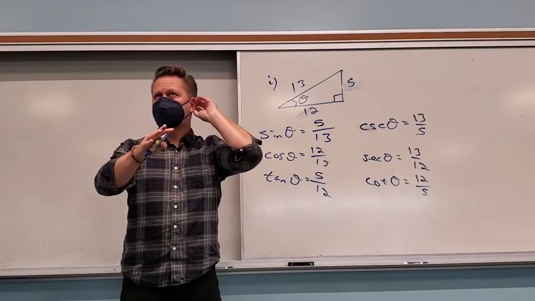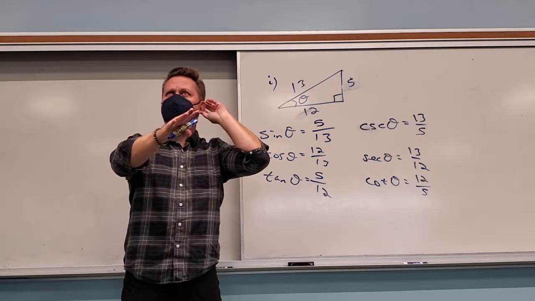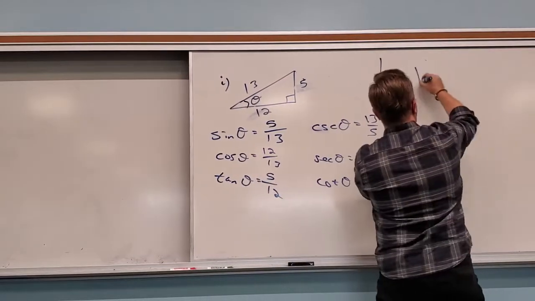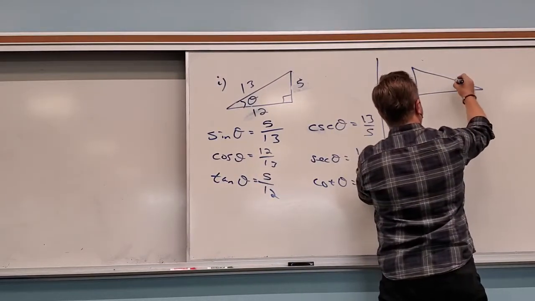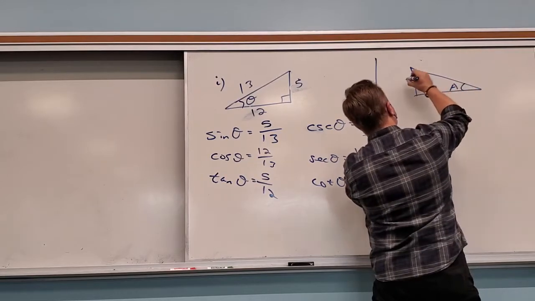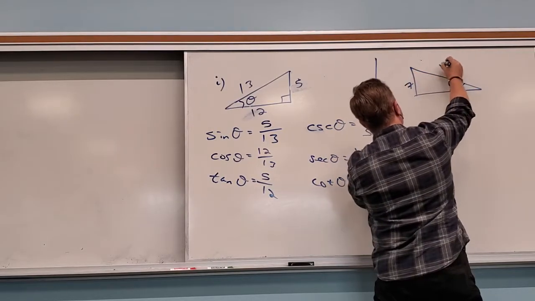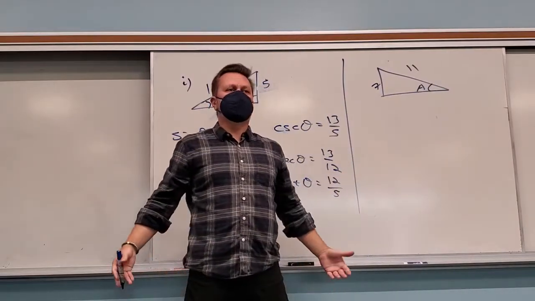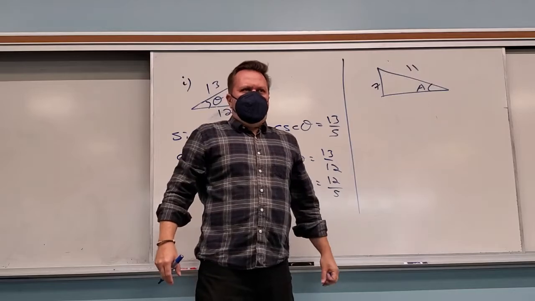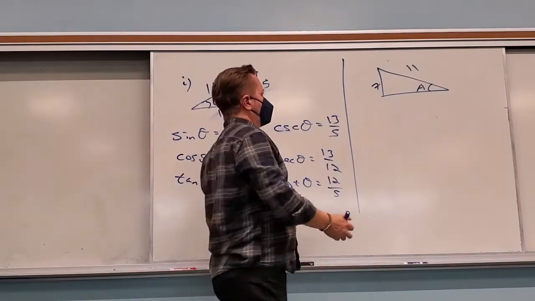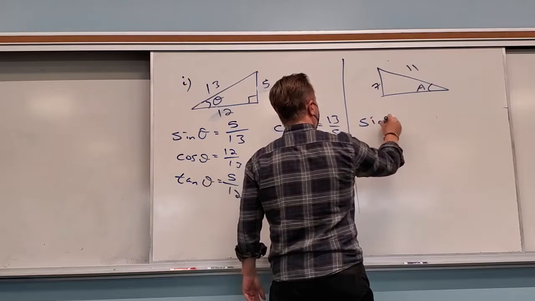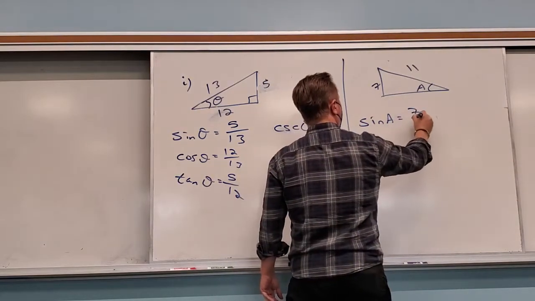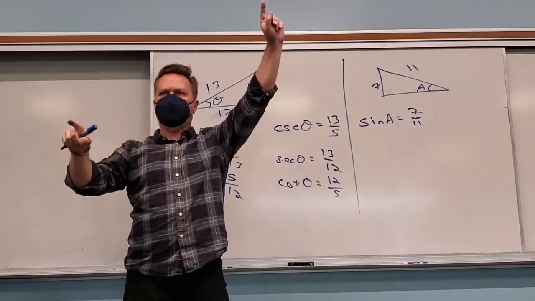Pythagorean theorem, yeah, okay. So for example, if I gave you this triangle here, let's call this A, and let's say this is 7 and this is 11. And I want to know all the 6 trig values of the angle A. All right, so for example, if I said sine, you could tell me, couldn't you? What's sine of A? 7 over 11, right? Is that cool? The y piece over the hypotenuse.